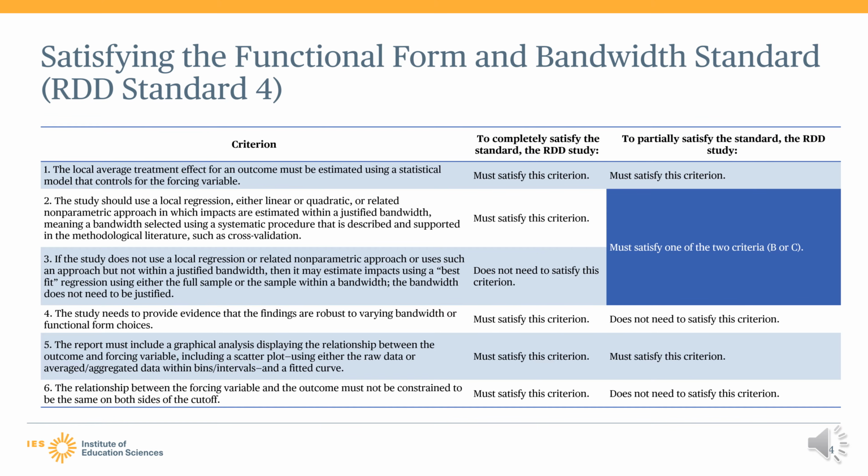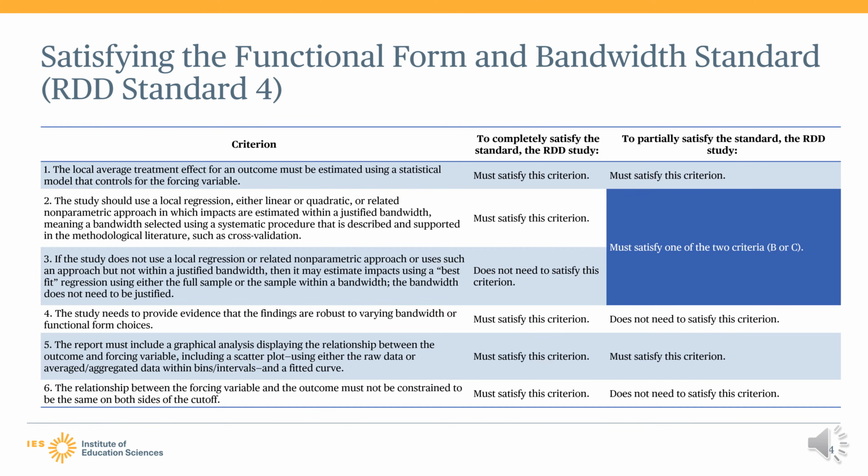Criterion D of the functional form and bandwidth standard requires that findings be robust to varying functional form and bandwidth choices, depending on the type of analysis approach that is used in the design. Criterion D is complicated, so you may wish to pause or rewind the video to ensure that you understand it.